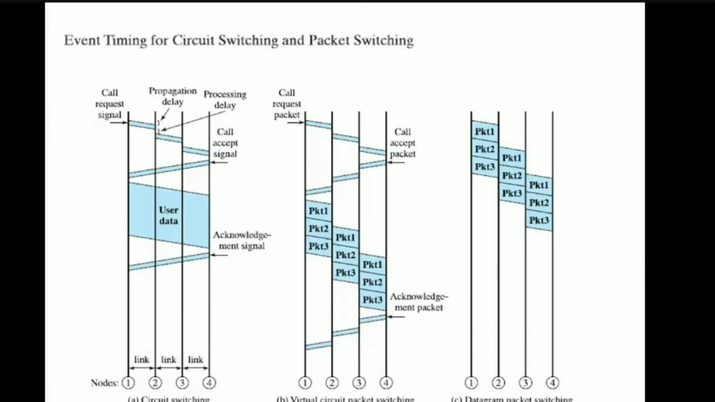So the time is the time taken for a signal to propagate from one node to the next node, right? Obviously there will be a propagation delay, and processing the request also incurs some processing delay. From node 2 to node 3 again the same, node 3 to node 4 again the same. Now node 4 has to do what? It has to accept the call signal. And now the signal has to be sent again to node 1.